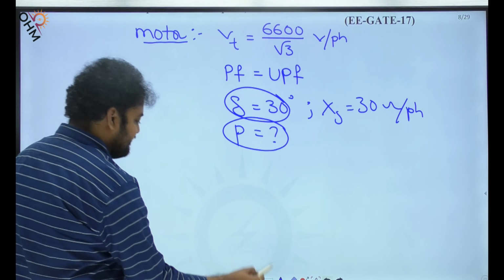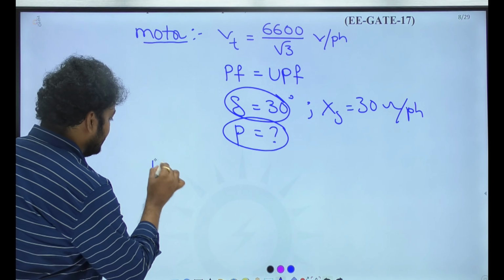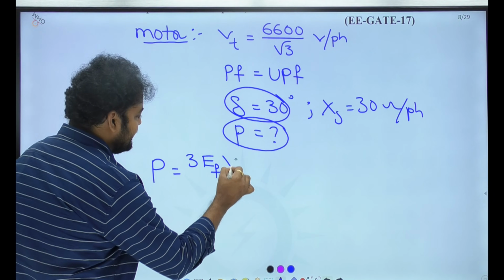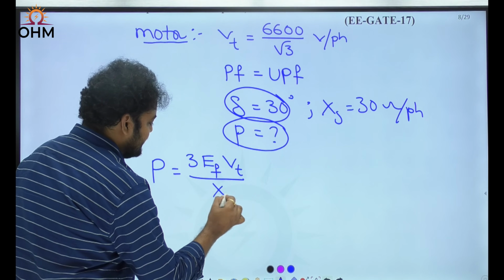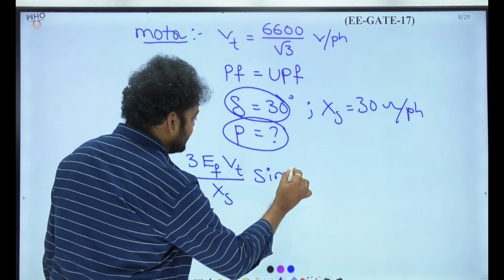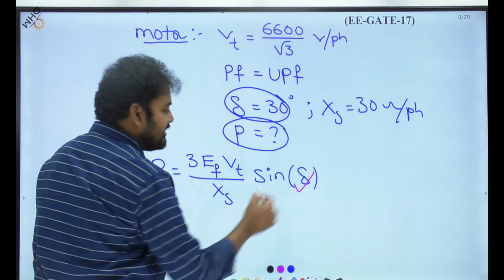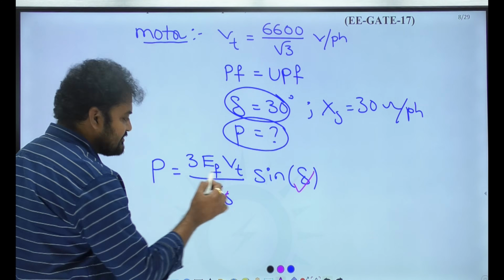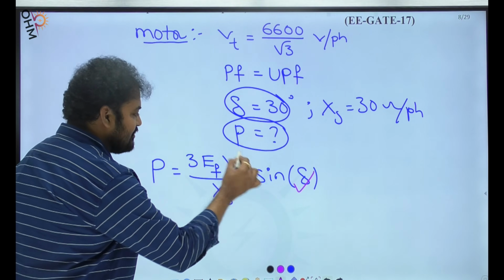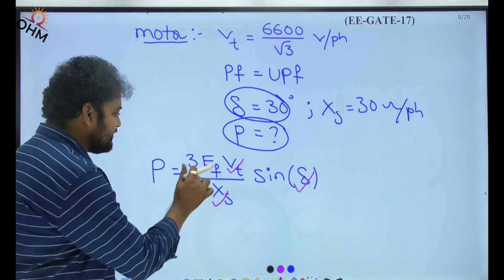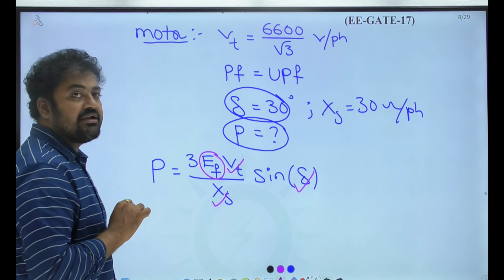So what is the formula for active power in terms of load angle? Active power is equal to 3 times EF into VT divided by XS into sine delta. Now in this equation, delta value was already available. XS value was already available. VT value was also available. What is the only unknown to calculate active power? EF. How to calculate EF?